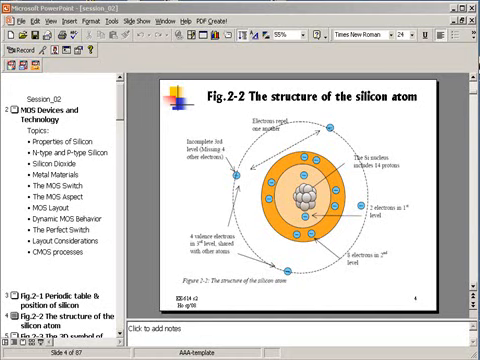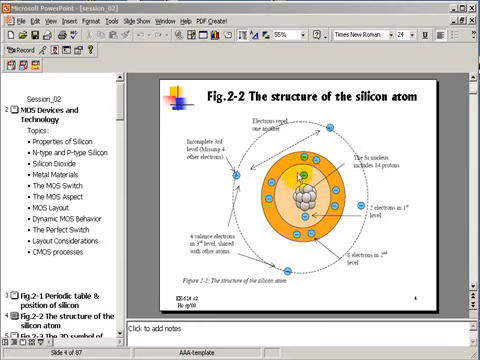In this course, our main focus is CMOS integrated circuits and their IC layout design. Silicon in the periodic table is located in column 4A, which is a basic material for CMOS IC, and that is called a substrate for our particular purpose.